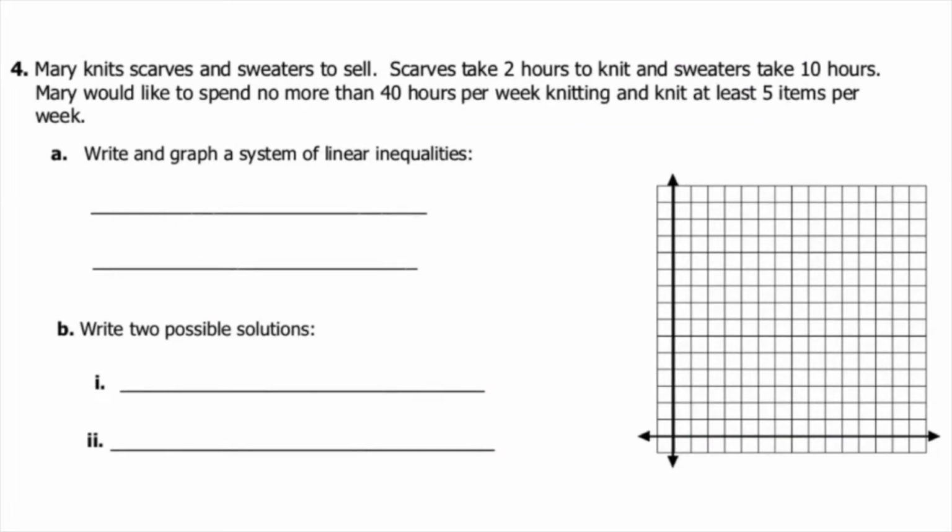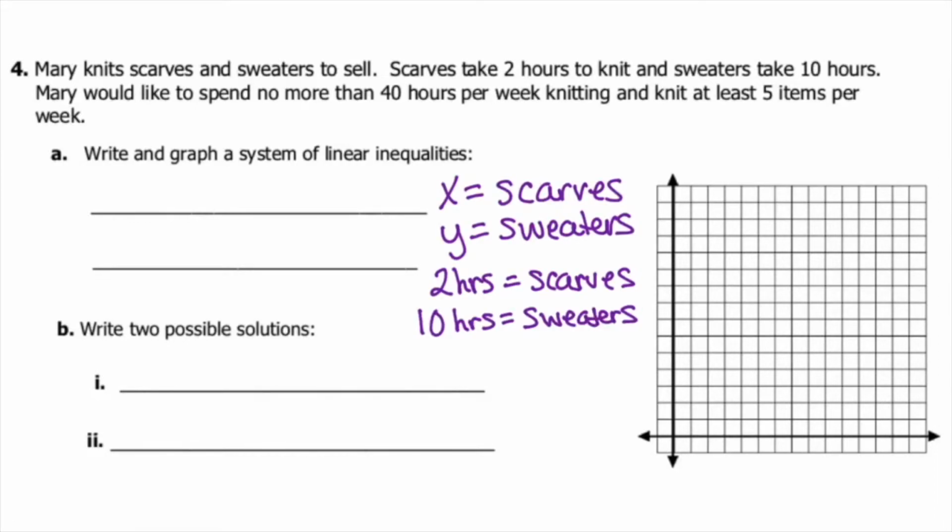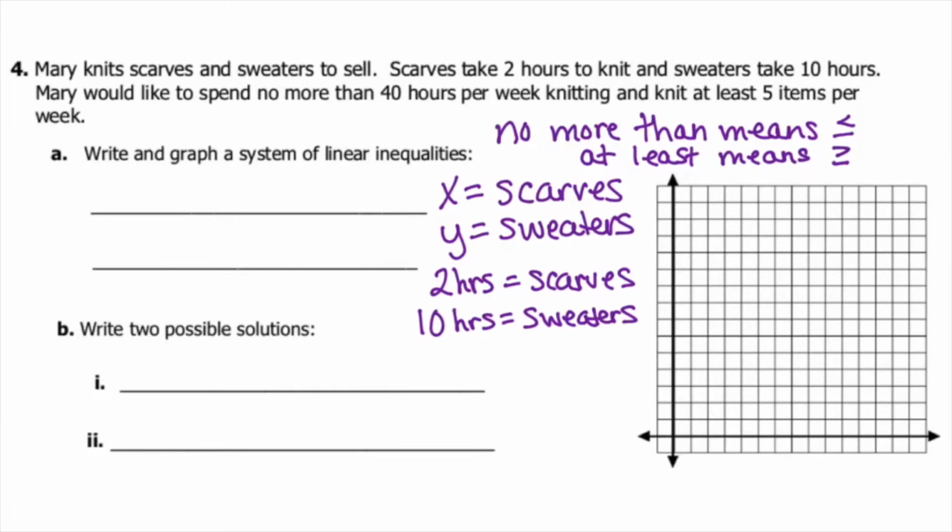Okay, and number 4, Mary knits scarves and sweaters to sell. So they mentioned scarves first, so that's going to be your X value and sweaters will be Y. And they said scarves take 2 hours to knit and sweaters take 10 hours. So 2 hours for scarves, 10 hours for sweaters. And Mary wants to spend no more than, so she can't spend any more than 40, but she can spend less than 40. So no more than would be less than or equal to 40. And at least 5 items per week would be greater than or equal to 5.